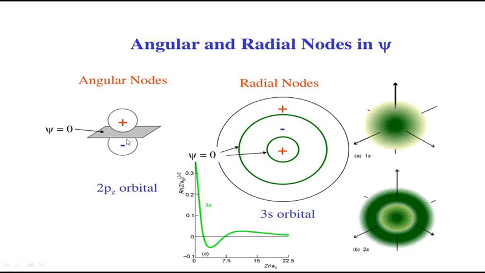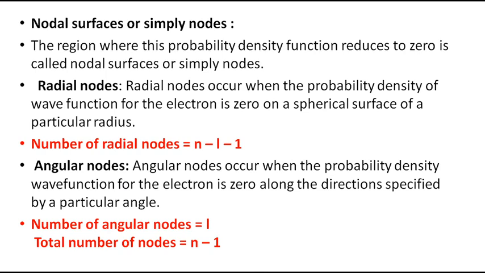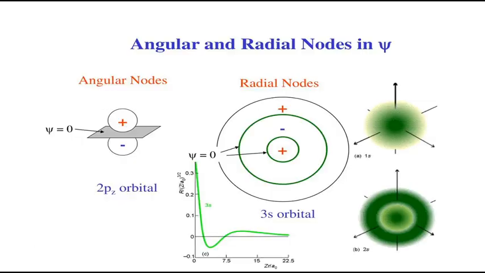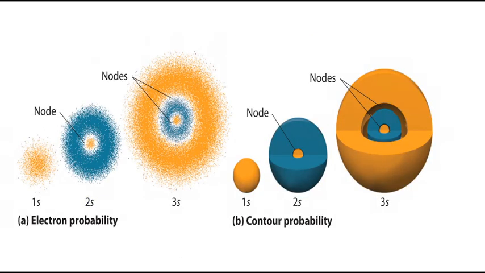What is the formula for finding that? n minus 1. So if I say 4s orbital, what is the n value? 4. n is equal to 4, is it not? I told you 4s, so n is equal to 4. So what are the angular nodes? 4 minus 1, 3 angular nodes are possible. So 1 in px orbital, 1 in py orbital, and 1 in pz orbital.